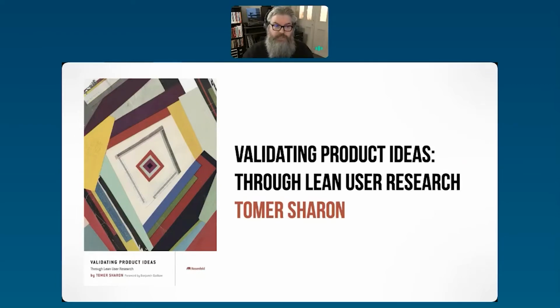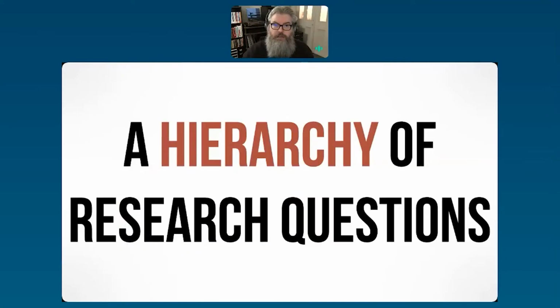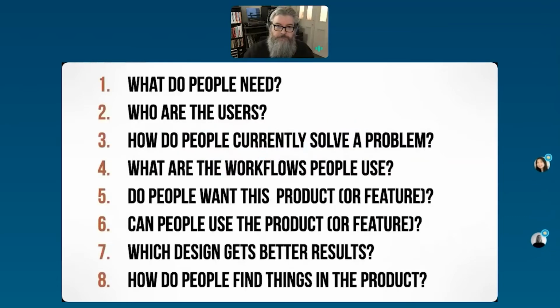And I used it to build out what I like to call a hierarchy of research questions, an approach to asking questions about a product. And what's great about it is each question feeds into the next. Pretty simple when you start looking at this list, this idea of what do people need? Who are your users? How do people currently solve a problem? Again, we're not necessarily talking about the product yet. We're talking about people, what people need, who might use it, how do they currently solve a problem? What are the workflows? We're getting a little more specific here.